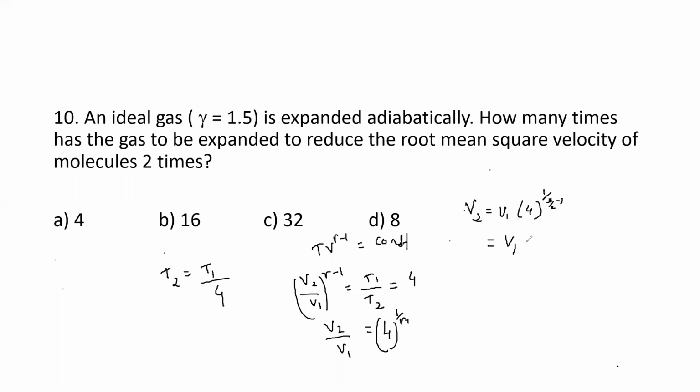So V2 is equal to V1 into 4 to the power of 2. That is nothing but 4 squared, which is 16. It becomes 16 into V1. Which means that V2 must be 16 times V1 so that the root mean square velocity is reduced to half, so that the gas will expand to 16 times its volume.